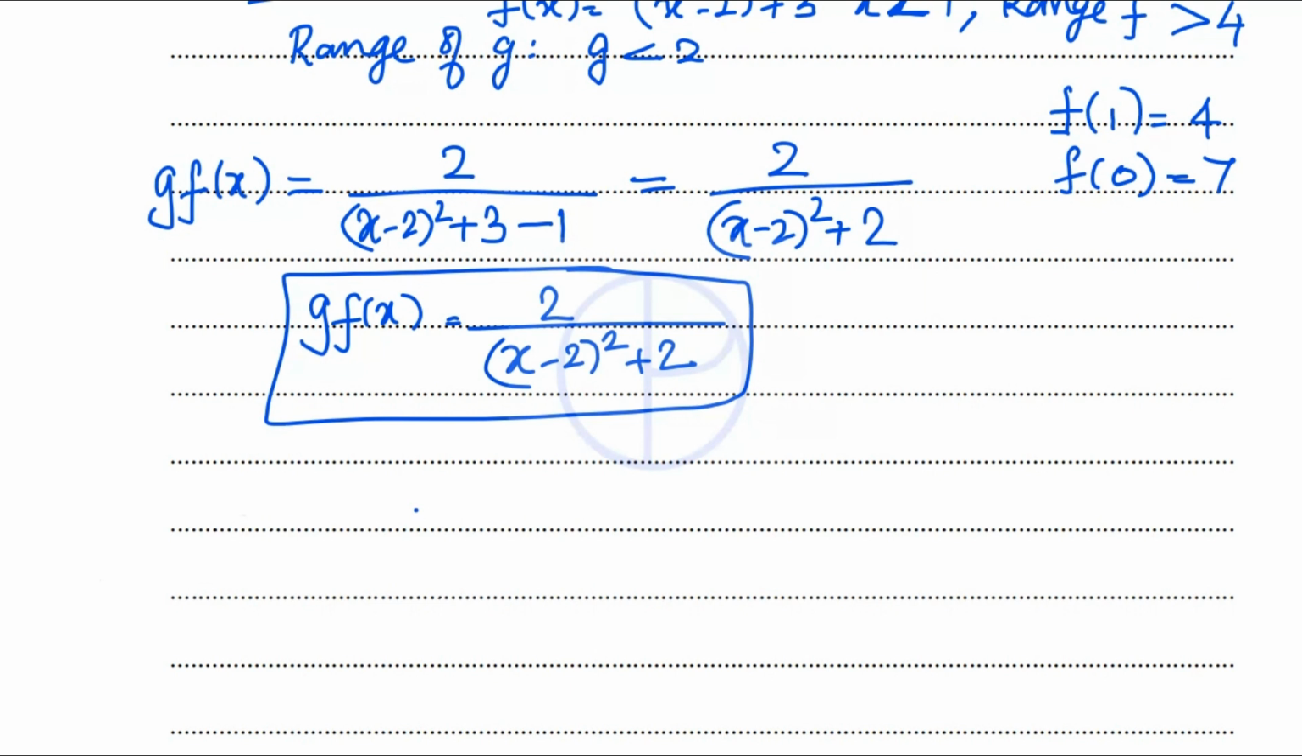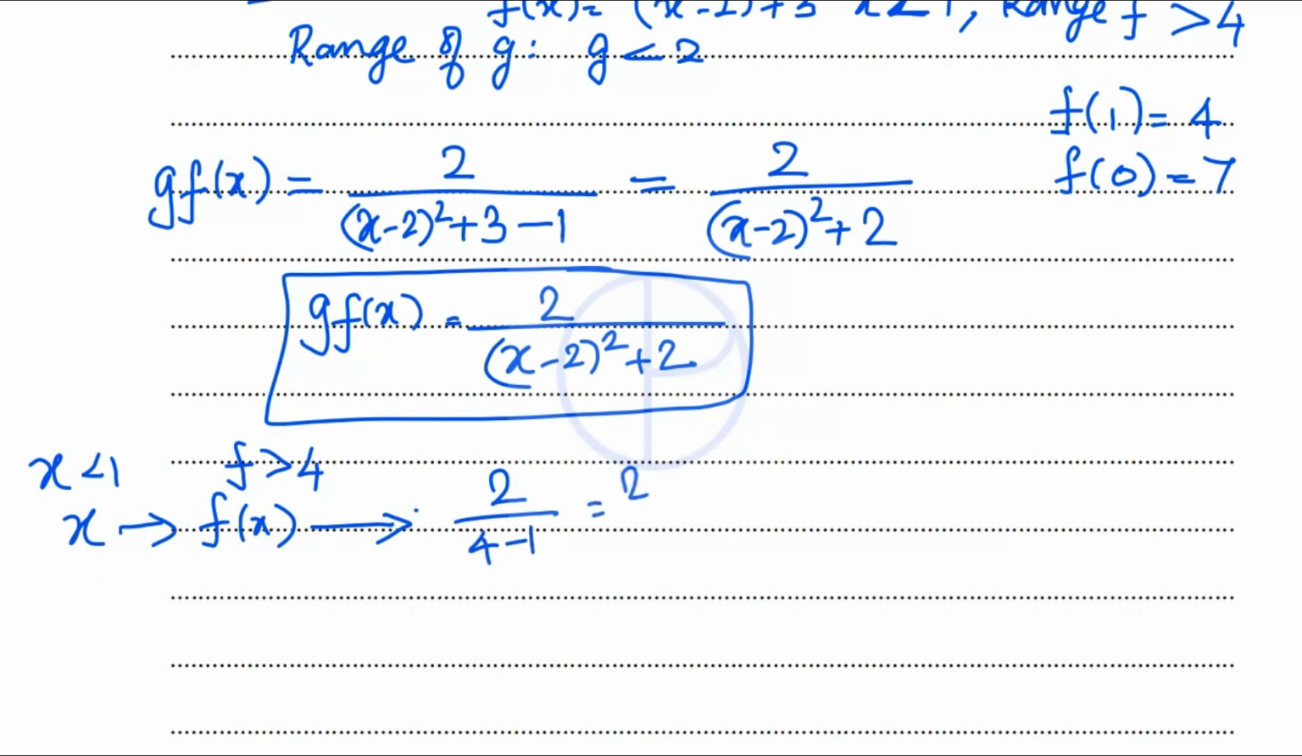And to find the range, first, what is the input we are giving? We are giving x as the input to the function f of x. Okay. So this is x less than 1. So we get f of x, that is the range of f, which is f greater than 4. When you give f greater than 4, the output of g will be 2 divided by 4 minus 1. You will get 2 over 3.